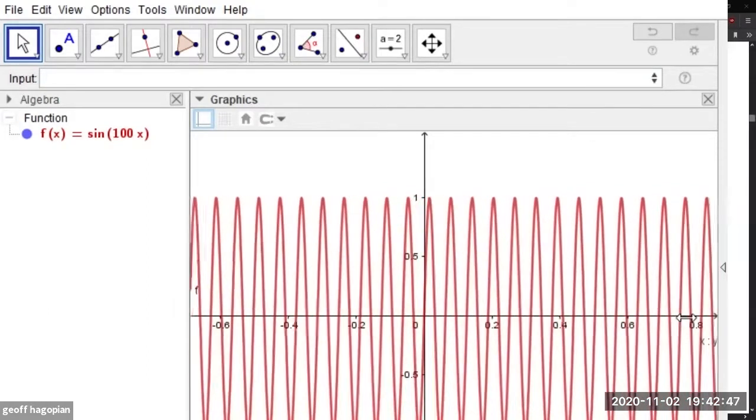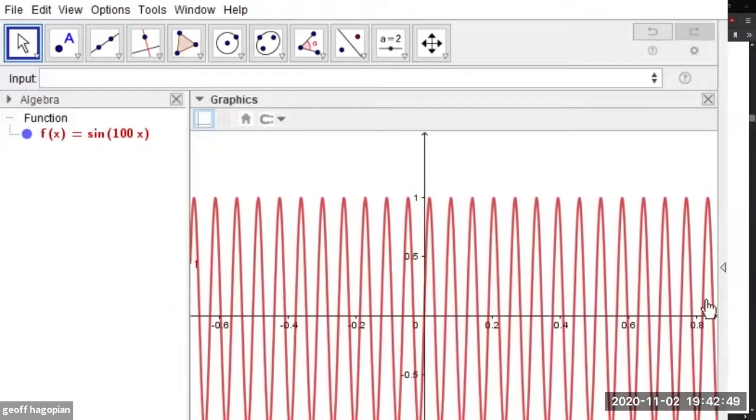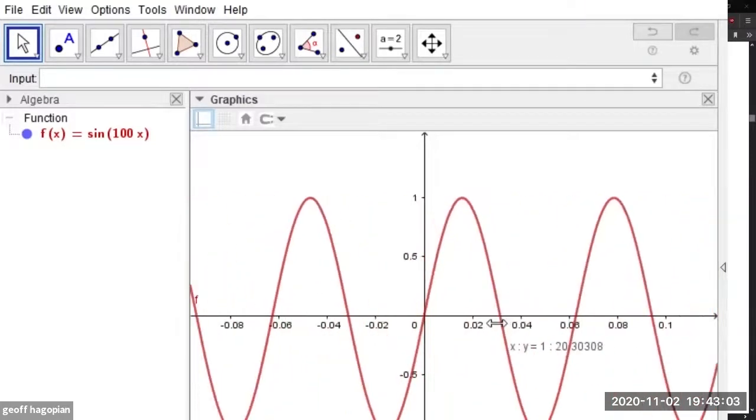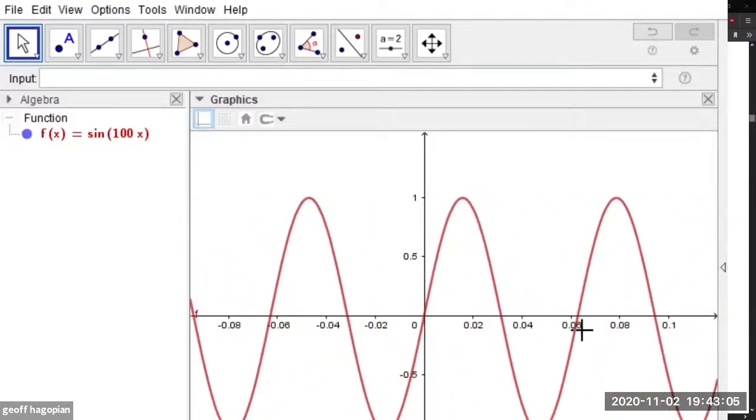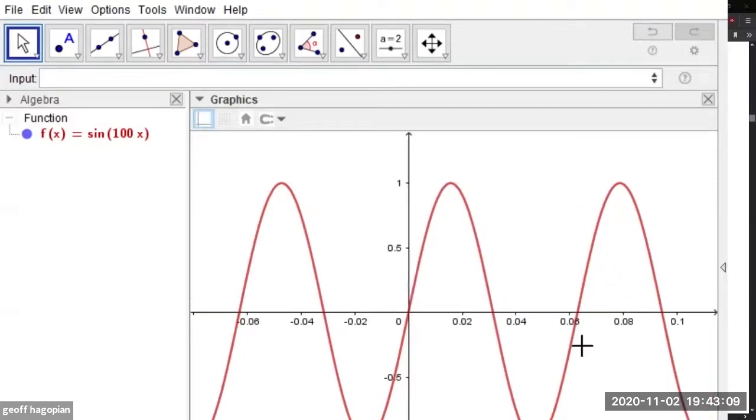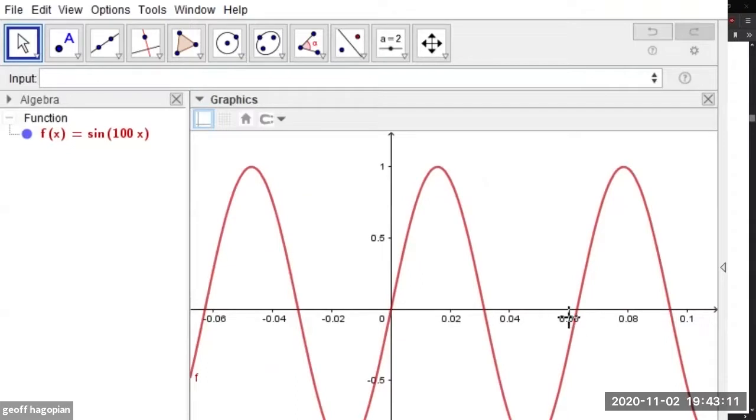Okay, so here we are. So 2 pi over 100 would be the wavelength, right? And 2 pi is about 6.28. So if you divide that by 100, you get 0.0628. And yeah, so we're seeing a wavelength of about 0.0628, right? You see that there? That's about 0.06, and then we've almost completed the waveform.